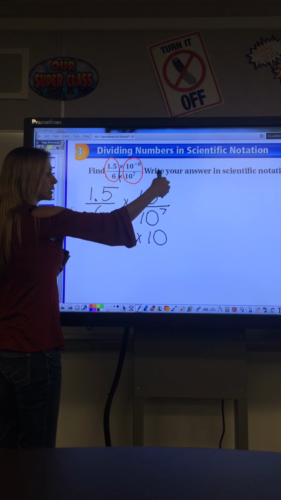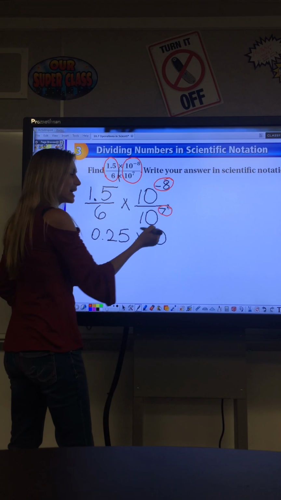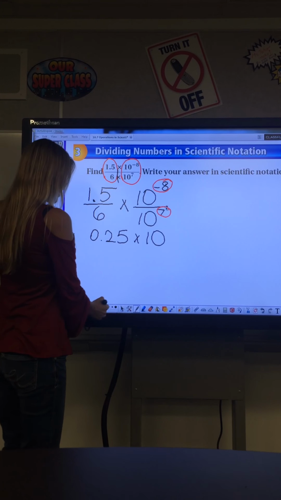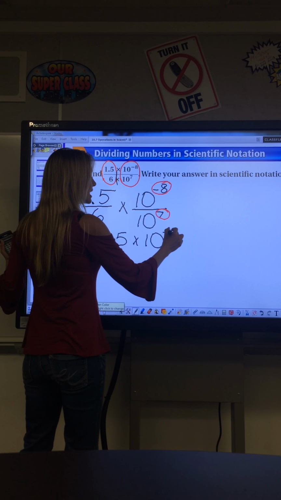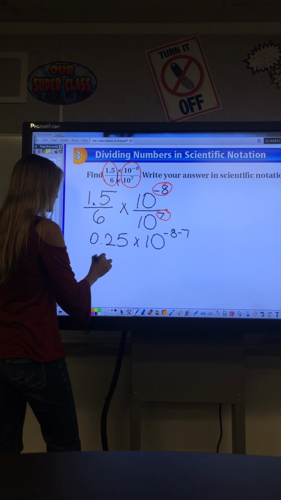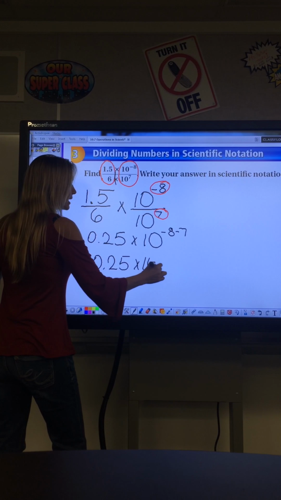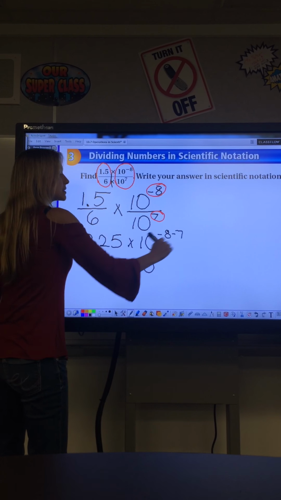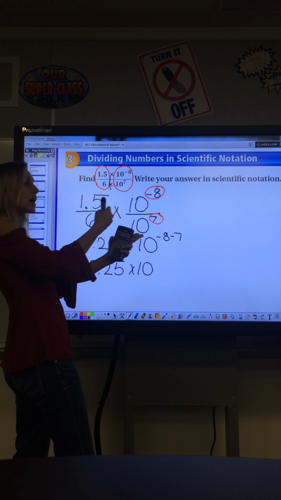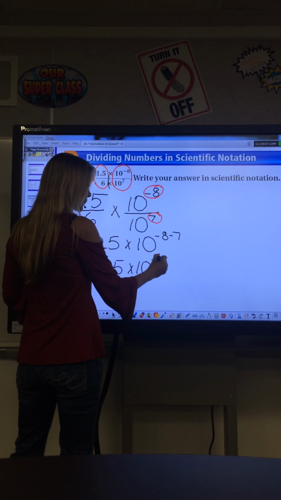What do we do with the exponents when we're dividing? When we were multiplying, we're adding them. When we're dividing, we are subtracting them. So what do we have is negative 8 minus 7. I have 0.25 times 10, and what is negative 8 minus 7? Remember, I have negative 8 and I'm taking 7 away, so I'm going to the left, right? So it's going to be negative 15.